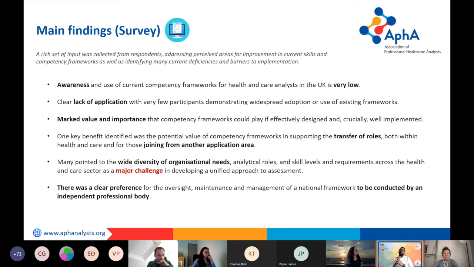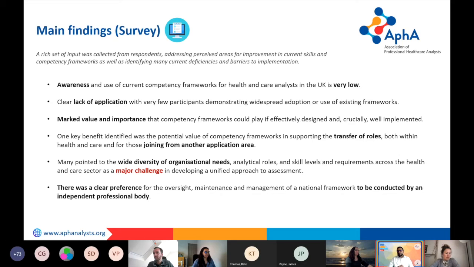Okay, so the next one is the survey. As I said, over 207 people responded to the survey, a very, very rich source of resource. Similar things came out: awareness of having an analytical competency framework in the health and care sector is very, very low. The central and national organizations, and some of the CSUs and other organizations, are using it, but in a very limited capacity. It's not as widespread as you would find in other professions.